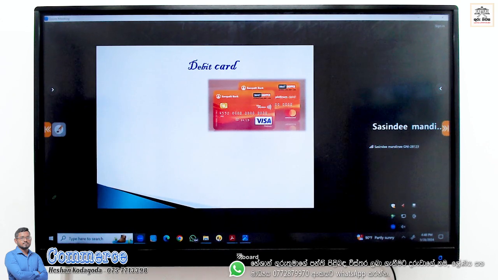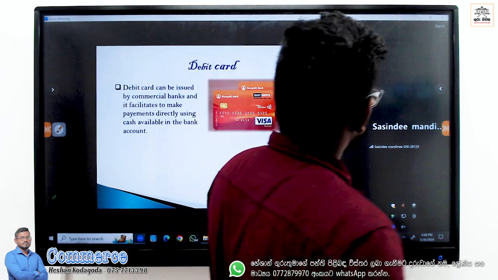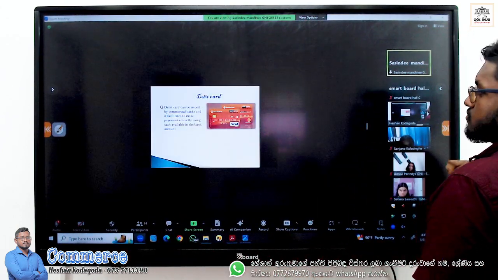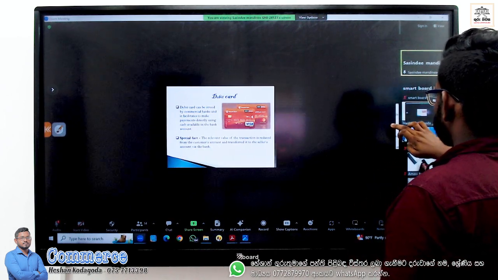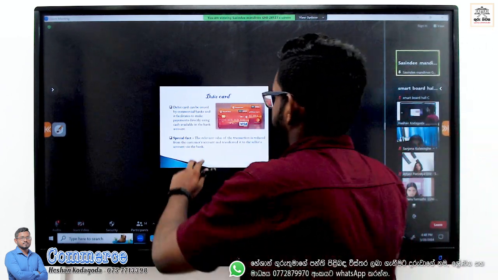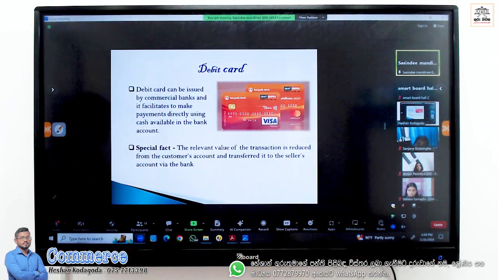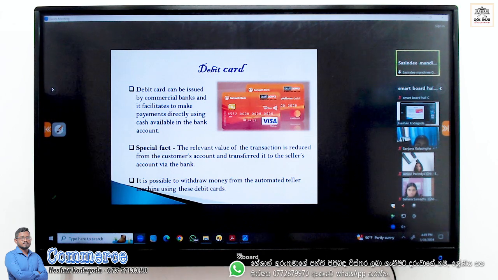Debit cards. A debit card can be issued by commercial banks and it facilitates making payments directly using cash available in the bank. The special fact is that the relevant value of the transaction is reduced from the customer's account and transferred to the seller's account via the bank. It is possible to withdraw money from the automatic teller machine using these debit cards.